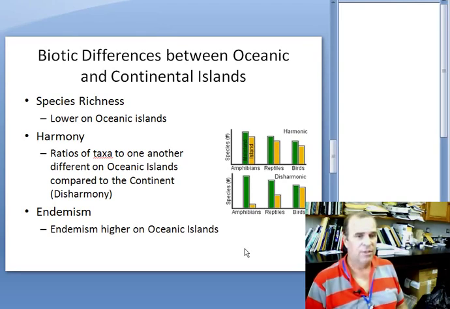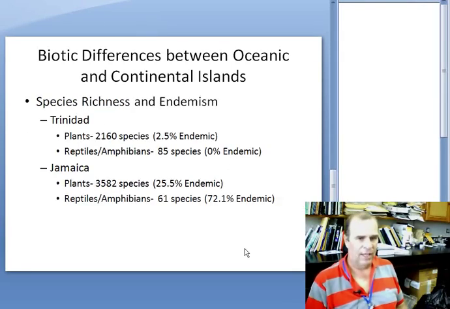But generally endemism is higher on oceanic islands compared to continental islands, because continental islands have only been around for about 10,000 years, so there hasn't been as much time for new and unique species to develop. There hasn't been enough time for different mutations to build up in continental island populations and to make them new and distinctive. So what does this look like?